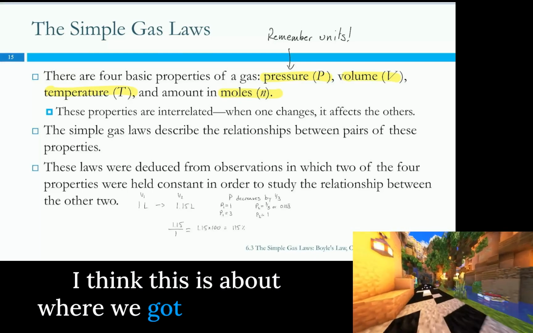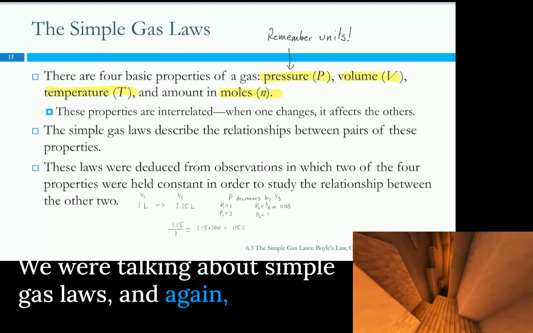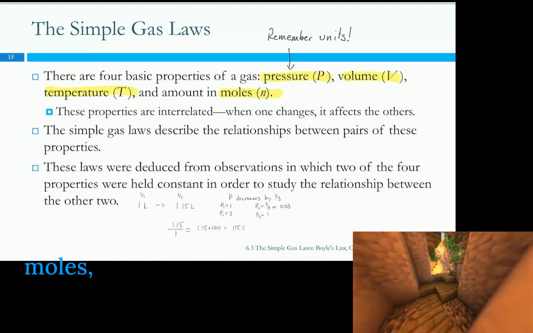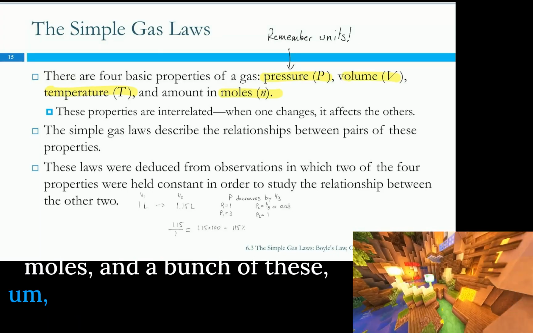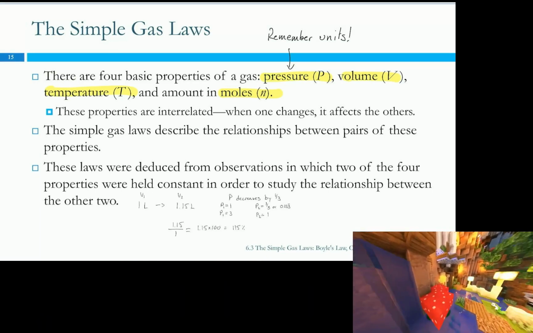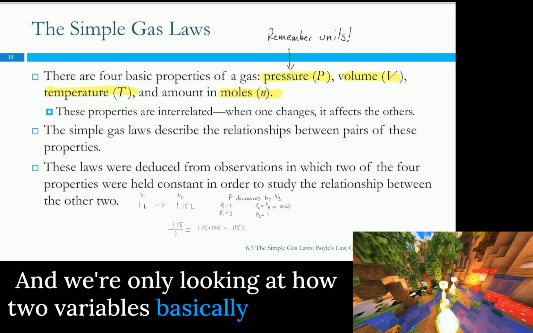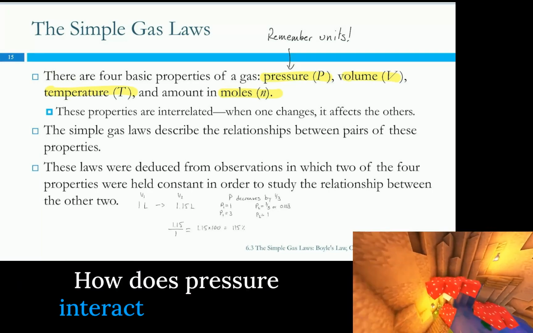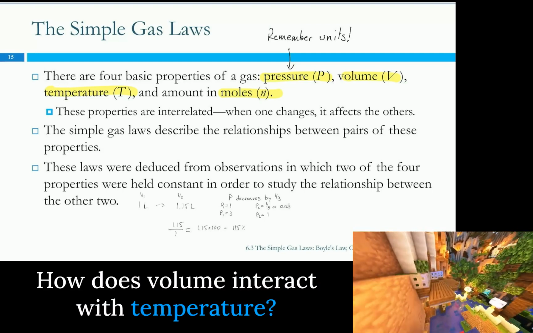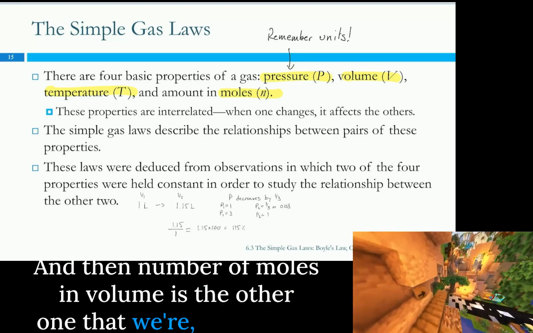I think this is about where we got to last time. We're talking about the simple gas laws, and again, pressure, volume, temperature, and moles. In all the simple gas laws, two of those are constant, and we're only looking at how two variables interact. How does pressure interact with volume? How does volume interact with temperature? And then number of moles and volume is the other one that we look at.